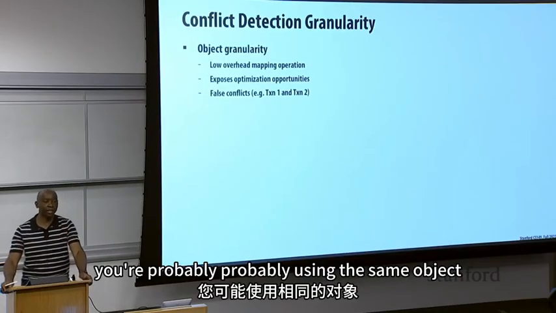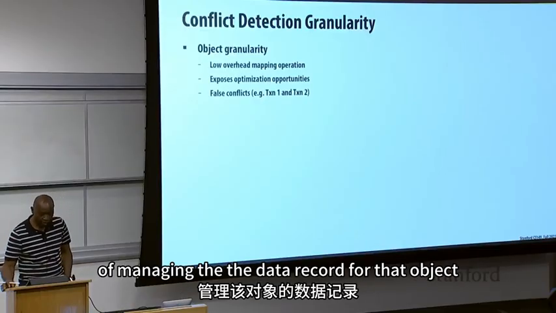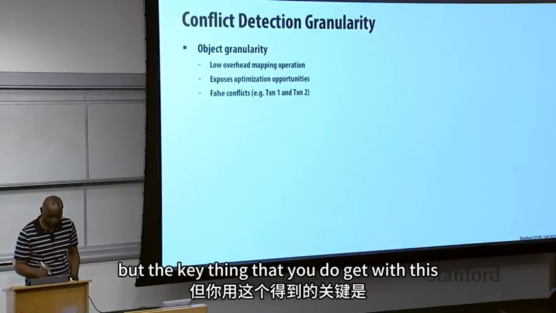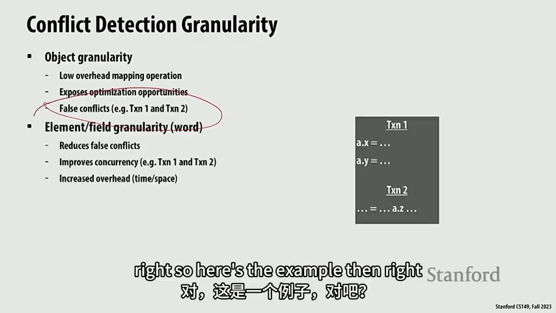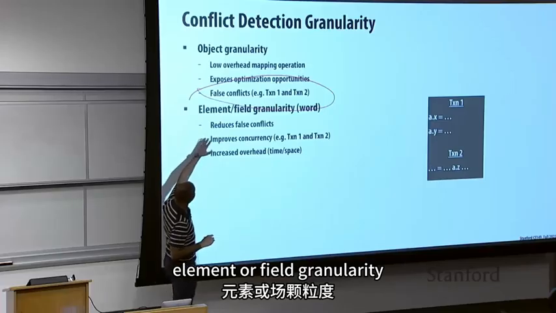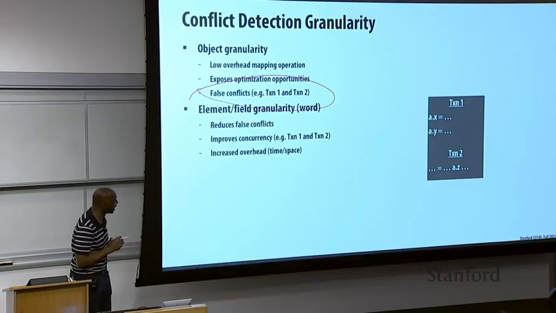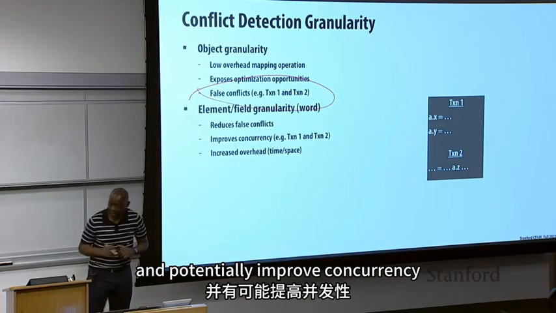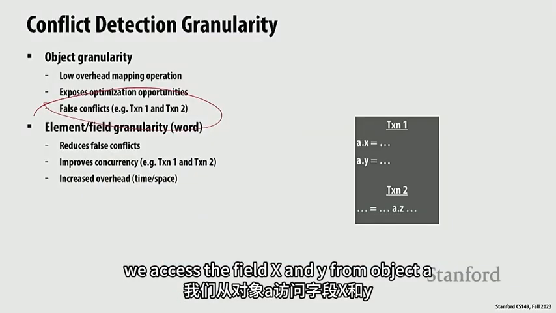If you're repeatedly using the same object, then you can amortize the overhead of managing the data record for that object. But the key thing you get with this coarser granularity is false conflicts, as you pointed out. So here's the example. If you've got element or field granularity, then you can reduce the incidence of false conflicts and potentially improve concurrency.